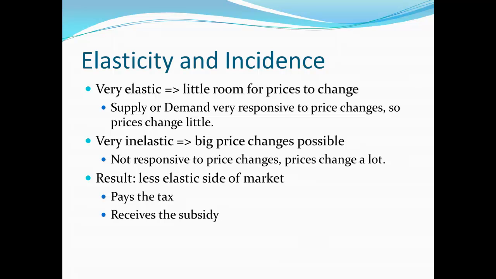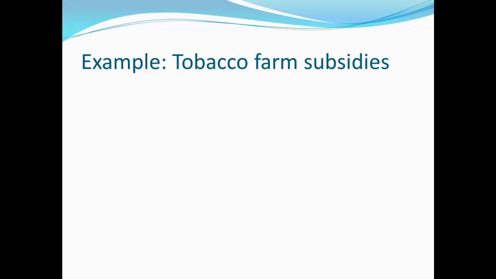The result being that the less elastic side of the market is the one that's going to experience the bigger price change, and therefore they're the ones that are going to pay the majority of the tax or receive the majority of the subsidy. If the two sides are basically the same in terms of their elasticity, whether it's high or low, it doesn't really matter. What really matters is them relative to each other. If they're equally elastic or equally inelastic, then we would expect the tax or subsidy to be divided evenly between the two. But that's pretty rarely the case.